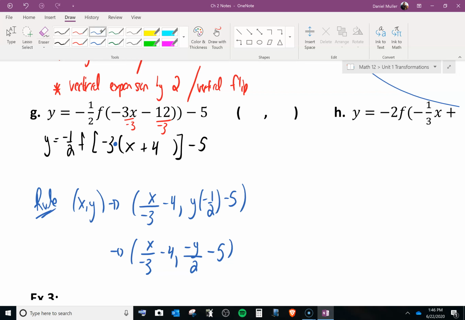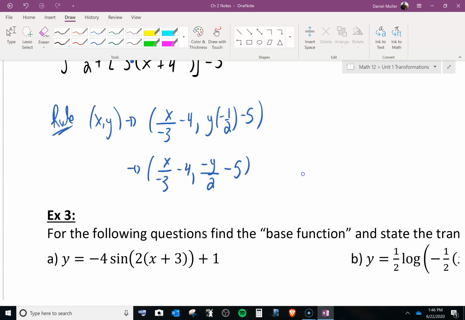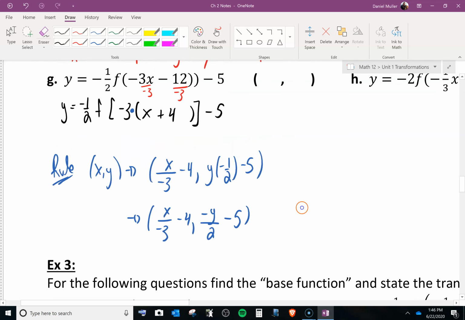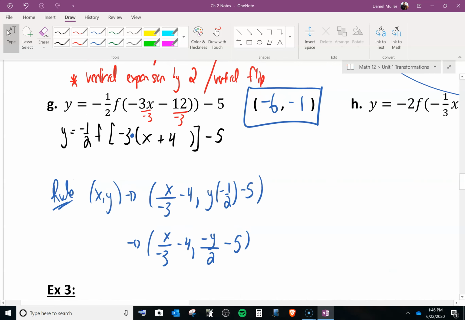So I'm going to take my point, which I've forgotten, 6 and 8. So I put 6 into here. 6 minus 6 over negative 3 is just going to be negative 2. Negative 2 minus 4 is negative 6. And then put a negative 8 into here. So that's going to be positive 8 over 2 is 4. 4 minus 5 is negative 1. Okay.